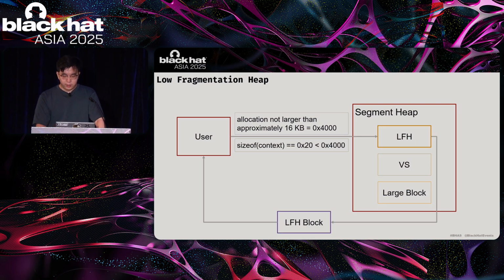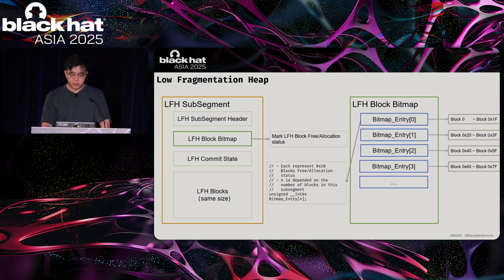So in our case, because the size of the connection context is 32 bytes, when the RPC server allocates memory for it, the allocation is managed by the LFH. LFH blocks are allocated from an LFH subsegment, and every block within a subsegment is the same size. Each subsegment includes an LFH block bitmap that tracks the allocation status of the blocks. This bitmap is composed of 64-bit entries, and each entry represents the free and allocated status of 32 consecutive blocks.